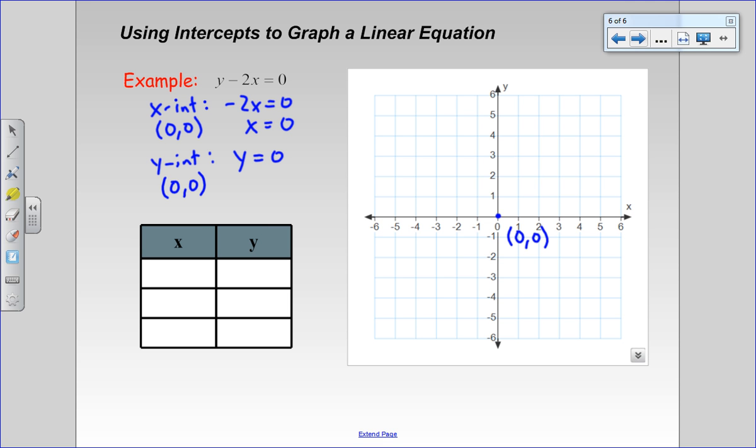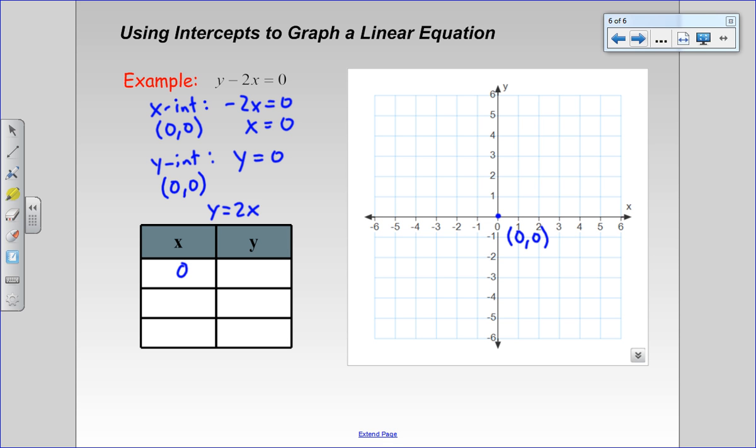The challenge with drawing the graph is we don't have enough information to know which direction this line goes. So what we'll do is return to our method of generating a table. We can solve the original equation for y by simply adding 2x to both sides. And then we can use that equation, y equals 2x, to quickly generate a table of ordered pairs.